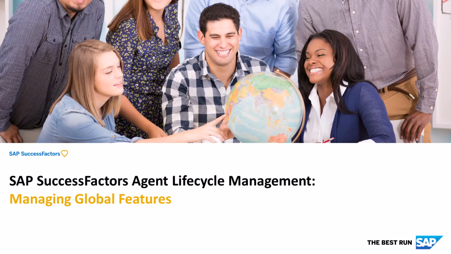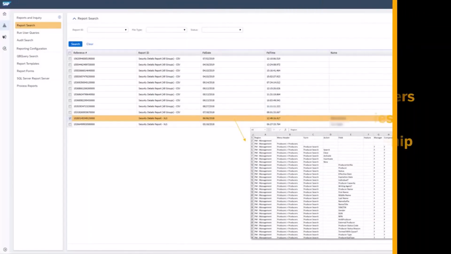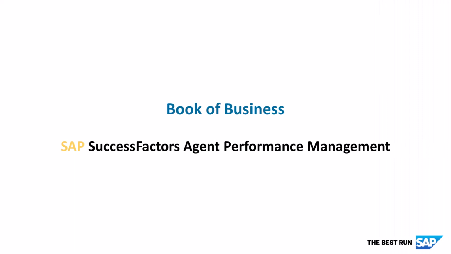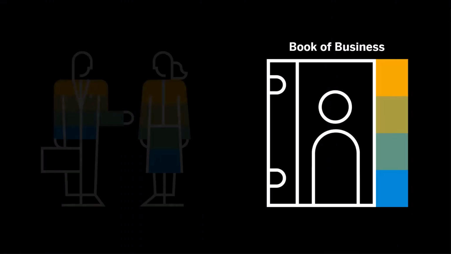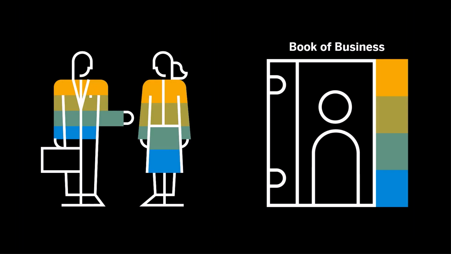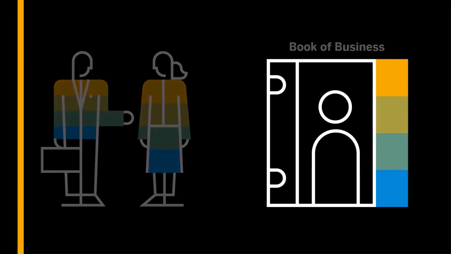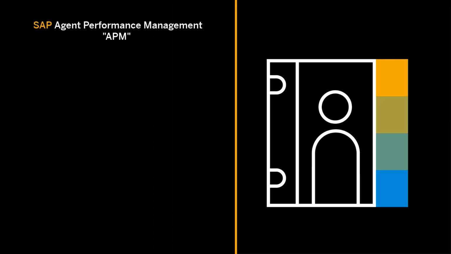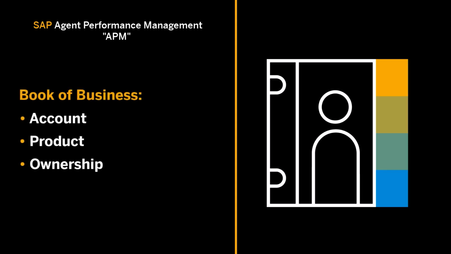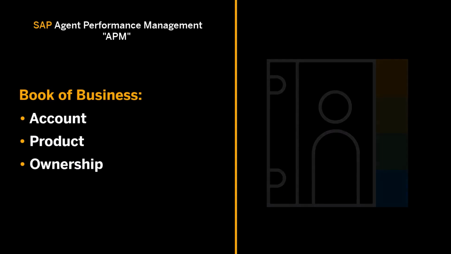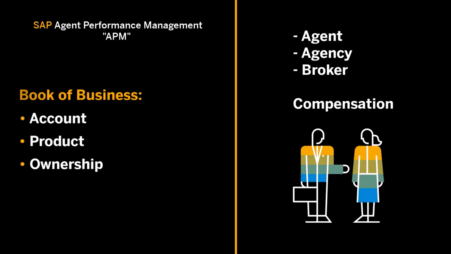Hi, I'm Brian. This video is an overview of customers, policies, and ownership data managed in the Book of Business and SAP Agent Performance Management. Book of Business is a term to represent a salesperson's list of accounts and products that he or she is managing. In SAP Agent Performance Management, or APM for short, the Book of Business is a feature that manages account and product records. However, APM also manages ownership records that may directly impact agent, agency, and broker compensation.